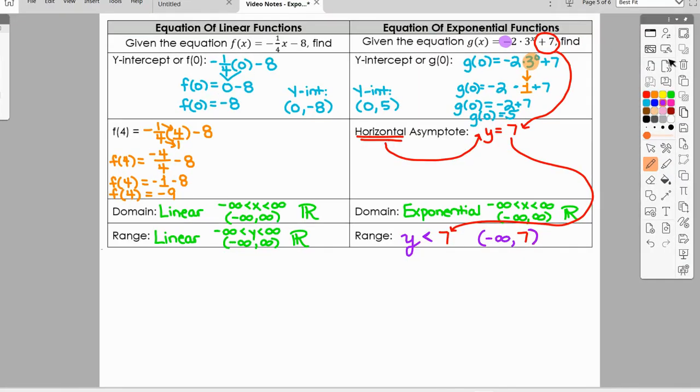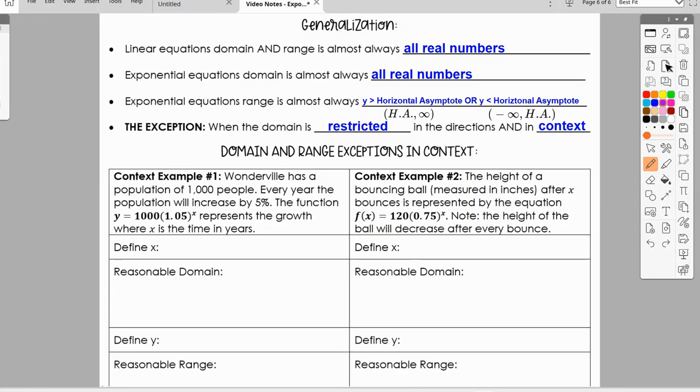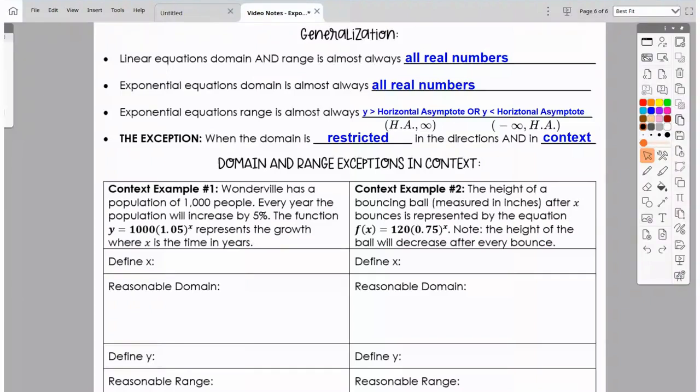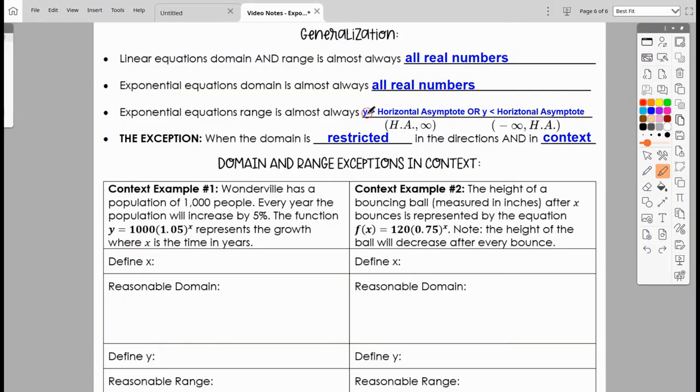In general, we go ahead and remind ourselves that for linear equations, the domain and range is almost always all real numbers. Again, in general, for exponential equations the domain is almost always all real numbers. The range for exponential equations is almost always going to be y being greater than the horizontal asymptote value we have. And as a reminder, that will be equivalent to the horizontal asymptote, comma, infinity in our parentheses interval notation.